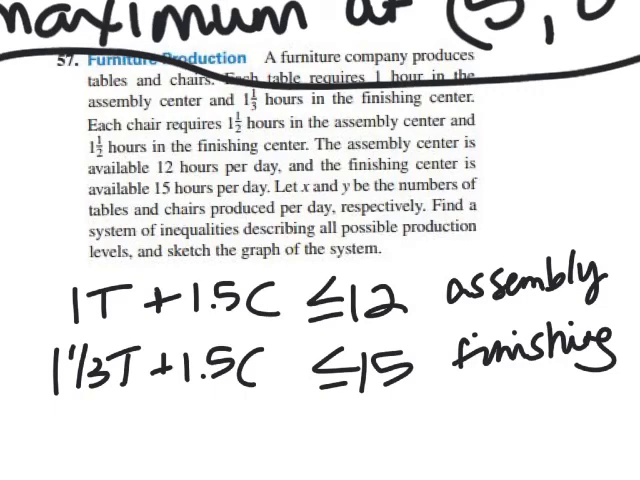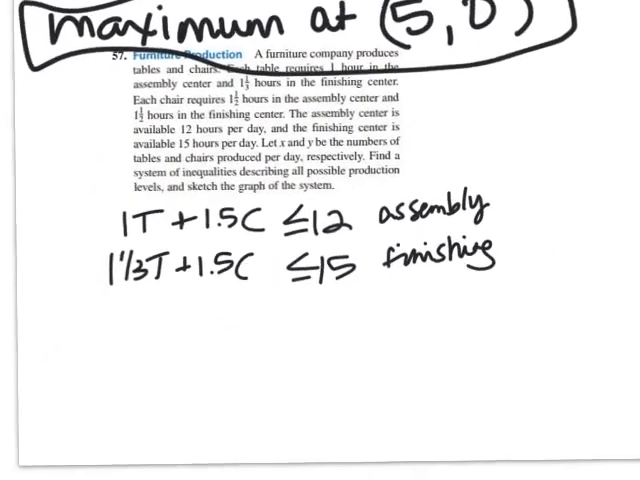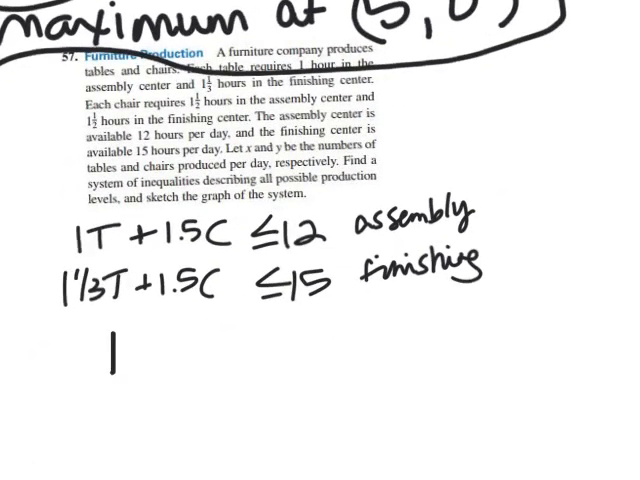Is there any other constraint that's going to be going on? Can you make negative chairs or negative tables? So what's another constraint? How am I going to write that mathematically? Tables have to be greater than or equal to 0. Can you make no tables or no chairs? Is there anywhere in there it said that I had to make a certain number of tables or chairs? No? So it just has to be greater than or equal to 0.